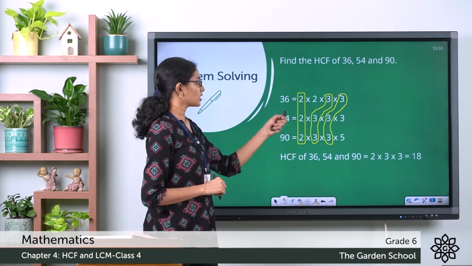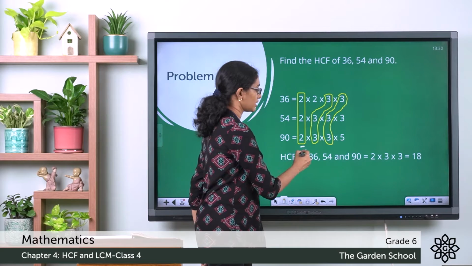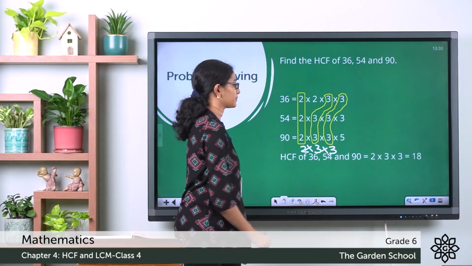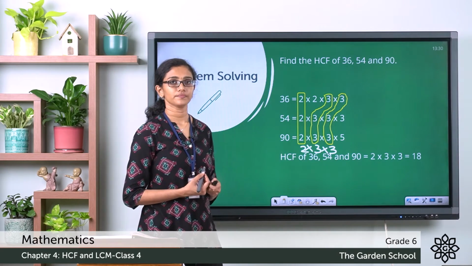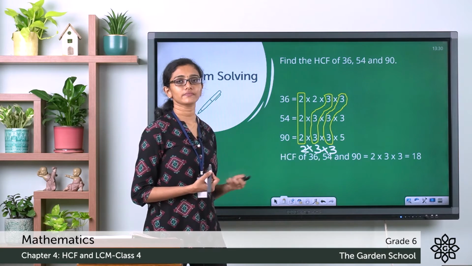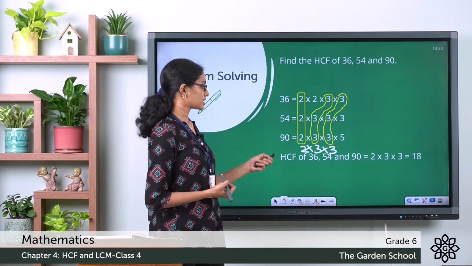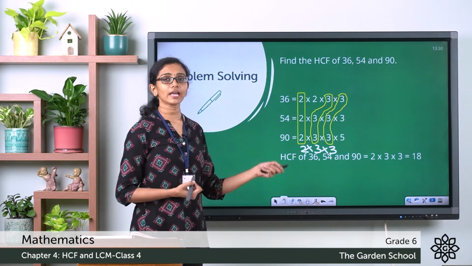That is, take 1, 2 from here, 1, 3 from here and 1, 3 from this group, and you multiply them. So it is 2 into 3 into 3 and you get 18 there. So here you are taking the product of the common prime factors, and that's how you get the HCF. So HCF of 36, 54 and 90 is equal to 18.